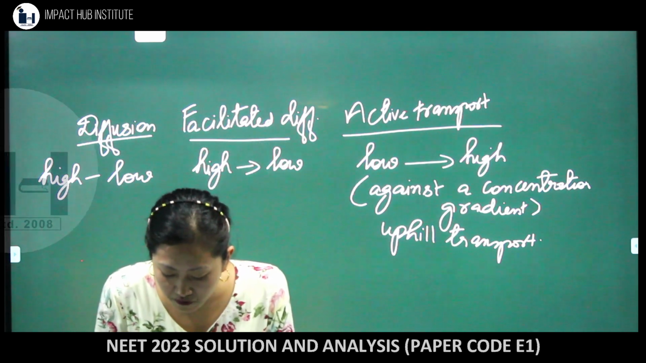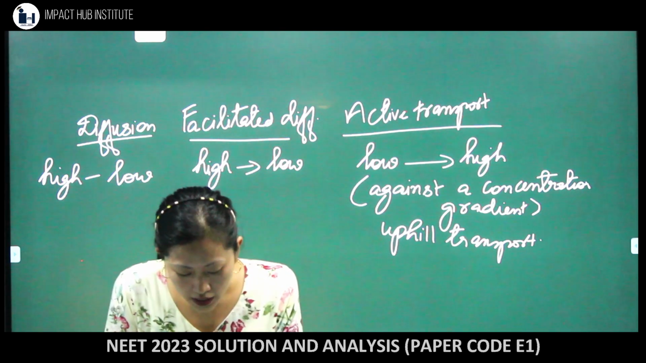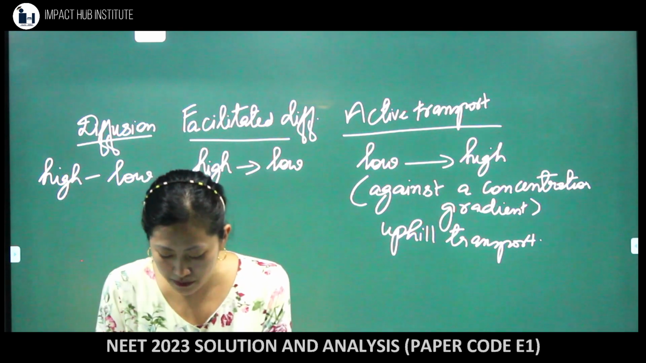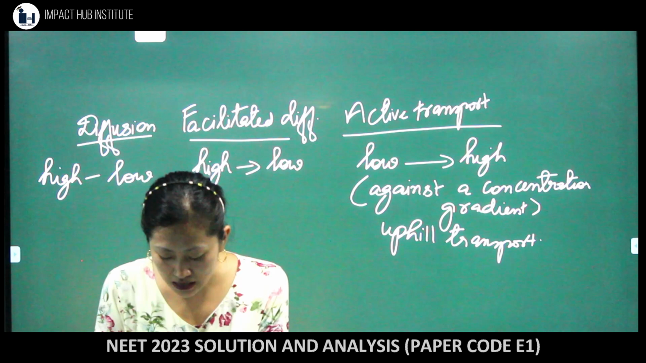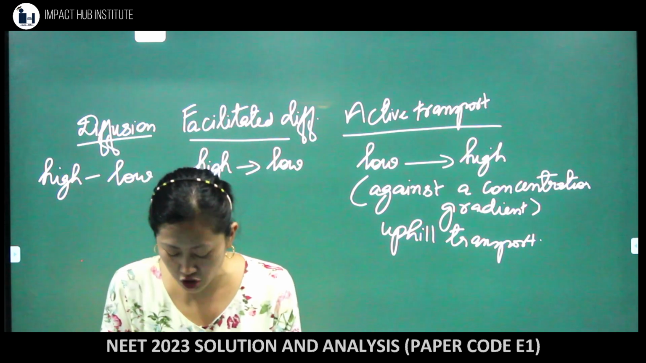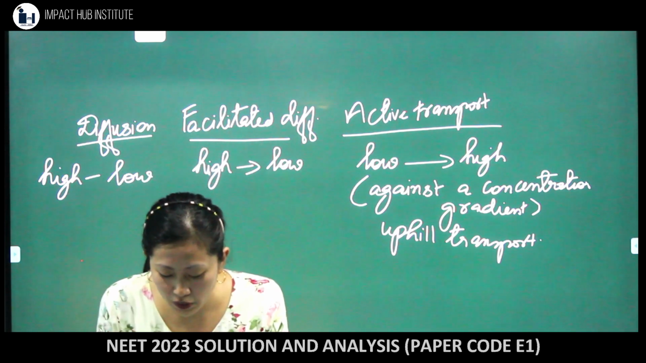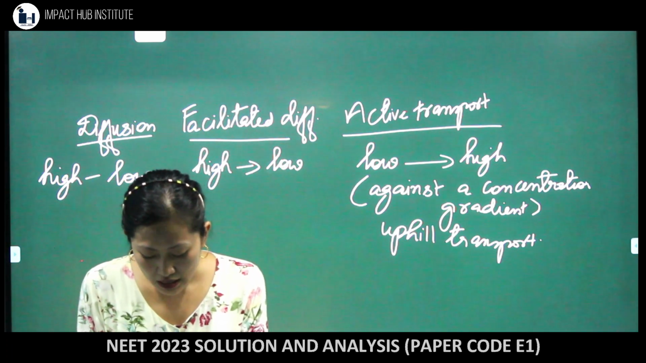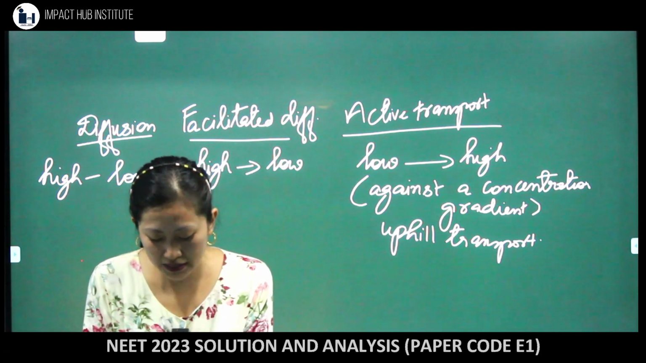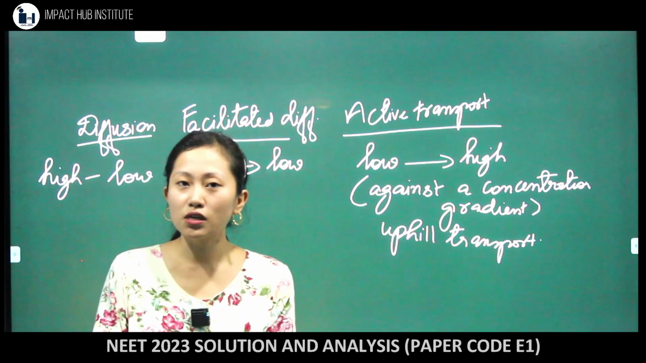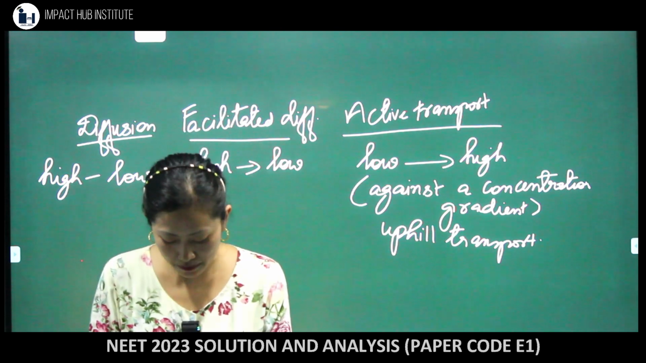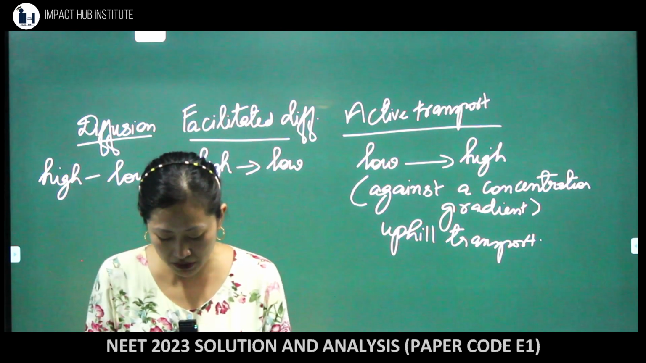Coming to question number 105. The phenomenon of pleiotropism refers to... How do we define pleiotropism? A single gene affecting multiple phenotypic expression. So for question number 105, the correct answer is option 3, a single gene affecting multiple phenotypic expression.